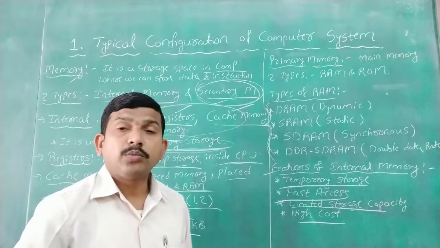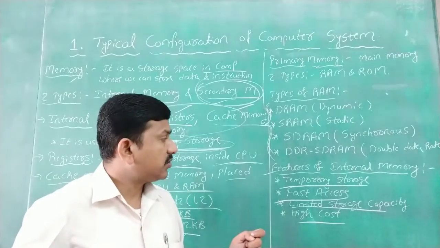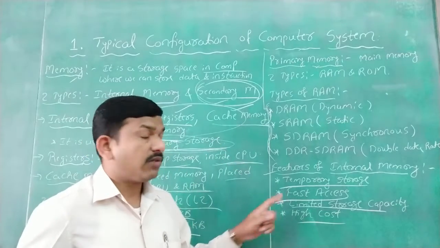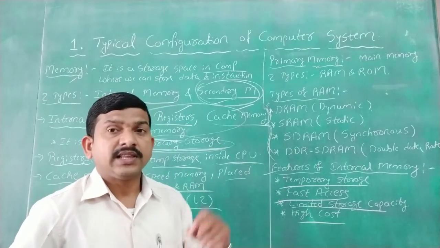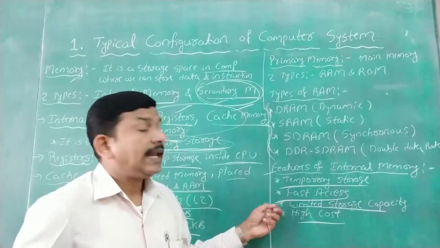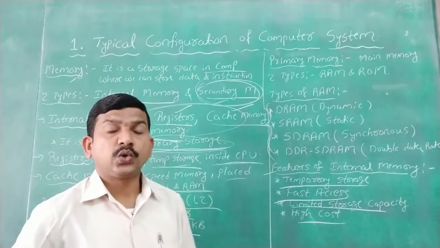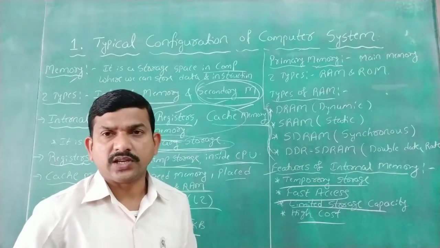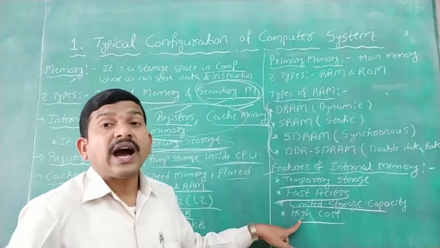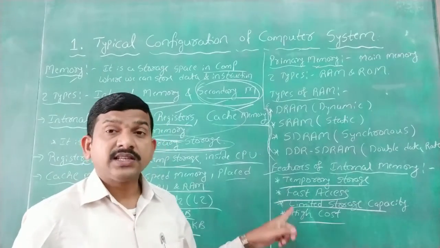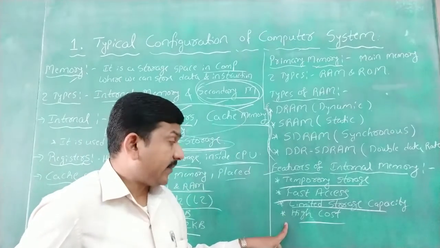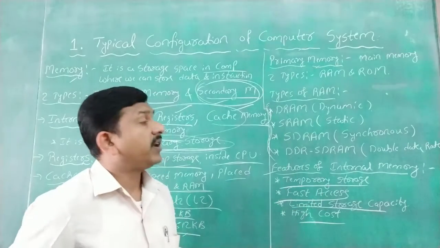So these are some of the features of internal memory. First, temporary storage, which means it stores the data temporarily. Second, fast access, which means accessing data using internal memory is very fast. Third, limited storage capacity, which means only a small amount of data can be stored. And the last one is high cost. That is a feature as well as a disadvantage, because the cost is very high.